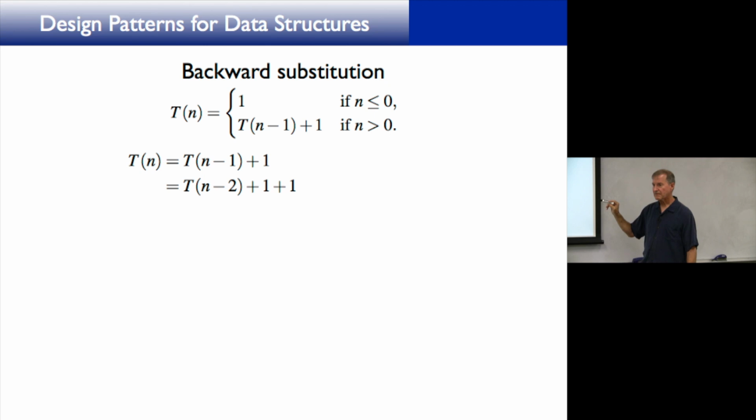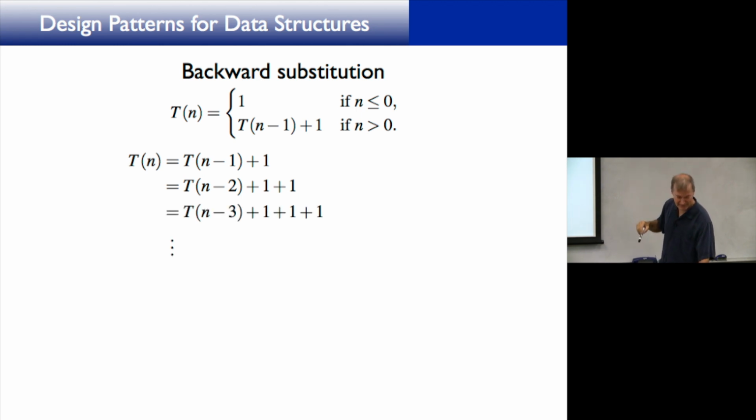Is everybody with me? We just substituted into the recurrence. Is everybody clear on this? Okay. But now what is T of n minus 2? T of n minus 3 plus 1, plus 1, plus 1. Now here comes the hard part. Dot, dot, dot.